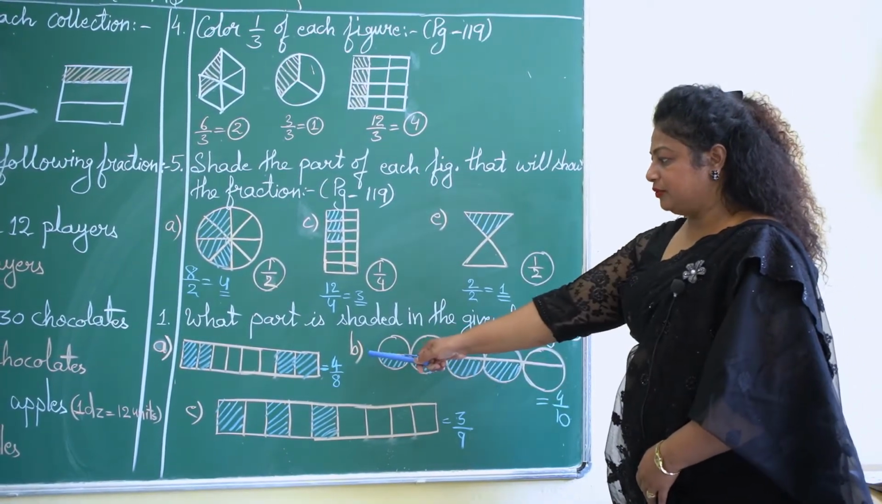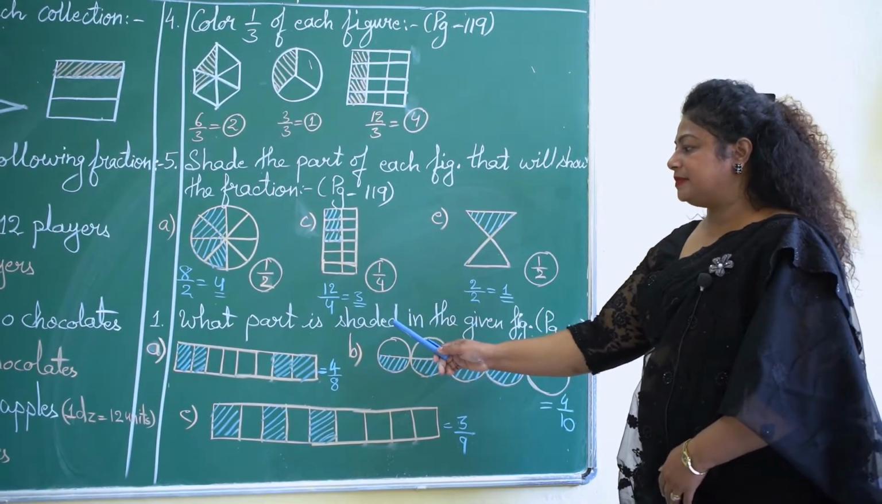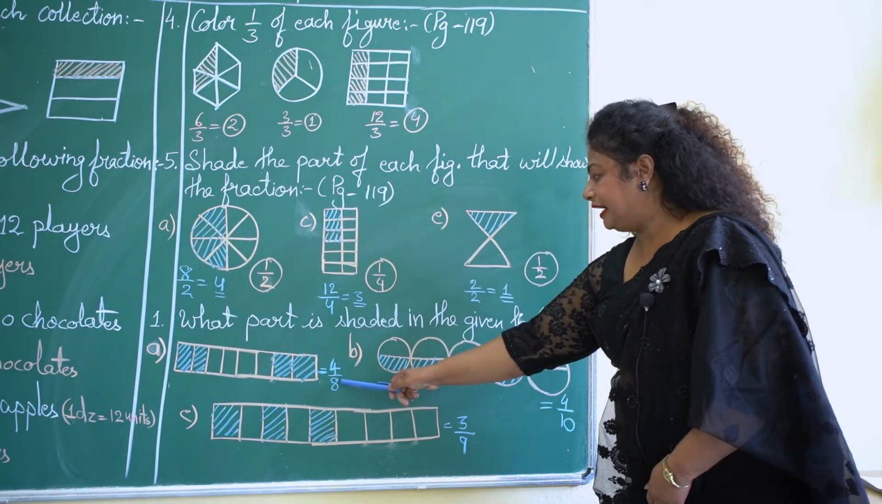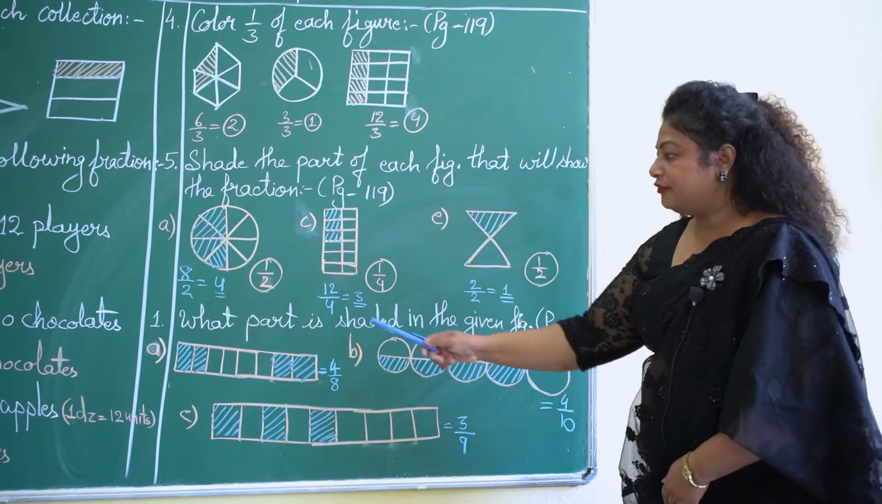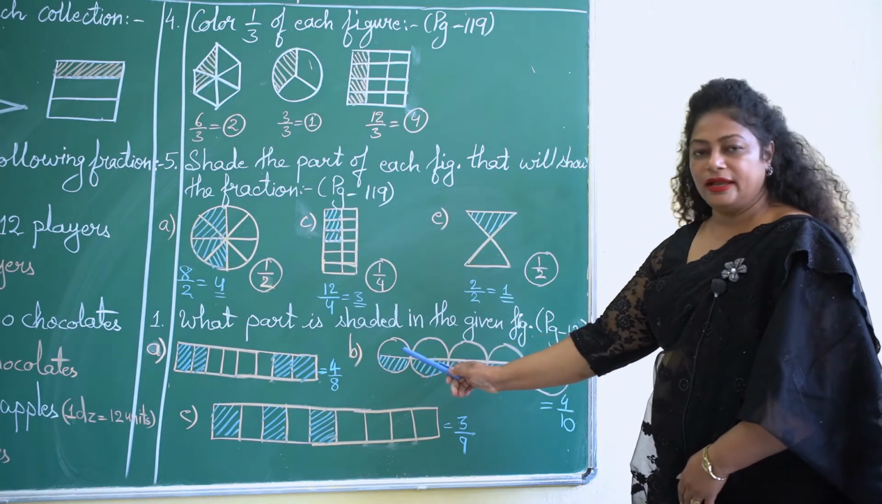First figure is given to you. We have to count in how many parts it has been divided. It is divided into 8 parts. So we will write 8 below the line. Okay. Now how many parts are shaded or colored? 4 parts are shaded. So the fraction we got is 4 by 8.